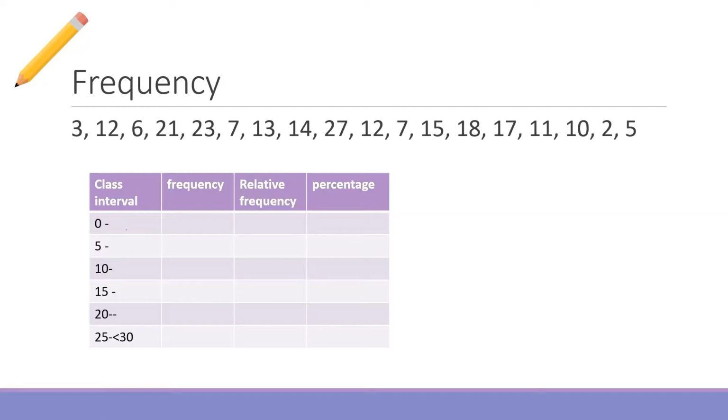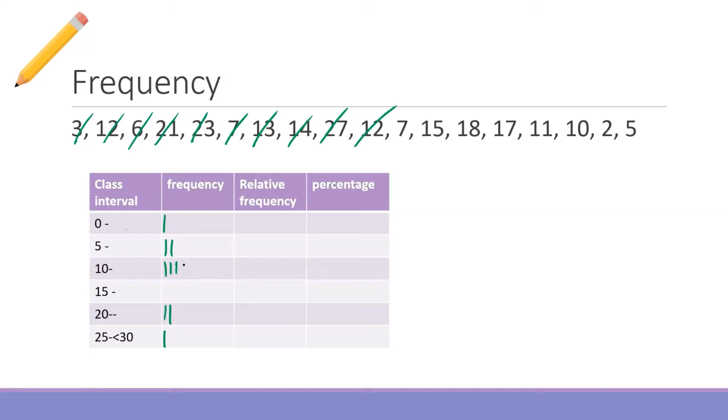I would go, okay, 3, that's going to go in that first interval. I'm actually going to do a tally. 12, that's going to go into this interval because it's more than 10 but less than 15. 6, that's more than 5, so we put it here. 21, that's in this interval. 23, that's also in that interval. 7, this interval here. 13, yep. 14, yep. 27, all the way at the bottom.